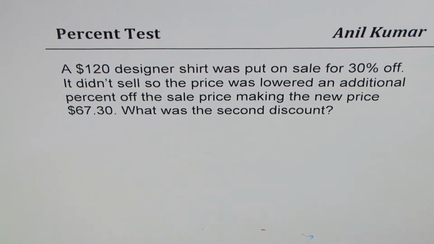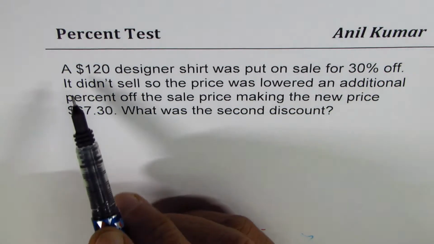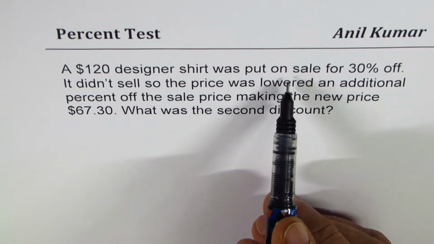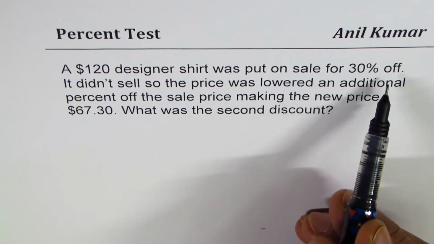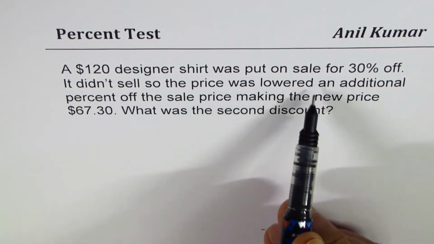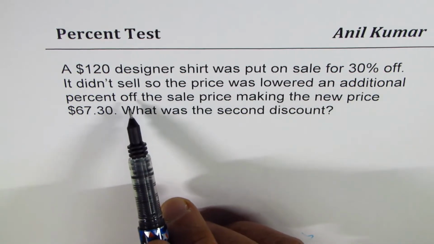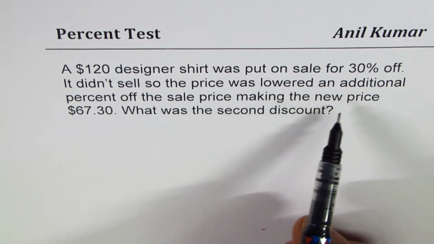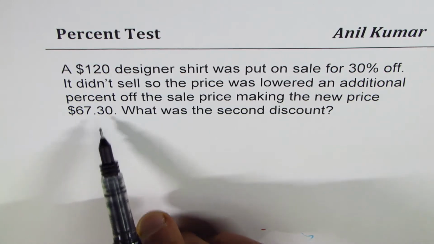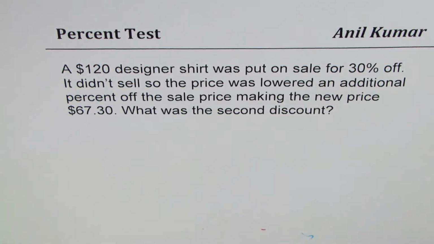The question here is, a $120 designer shirt was put on sale for 30% off. It didn't sell, so the price was lowered an additional percent off the sale price, making the new price to be $67.30. What was the second discount? You can always pause the video, answer the question, and then look into my suggestions.